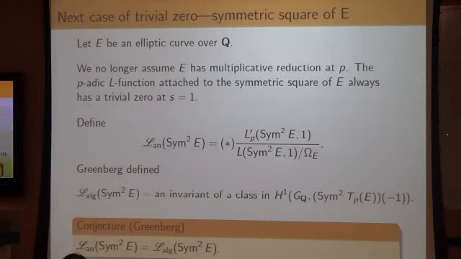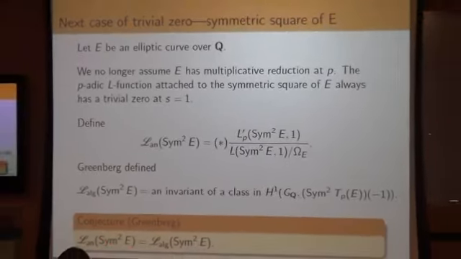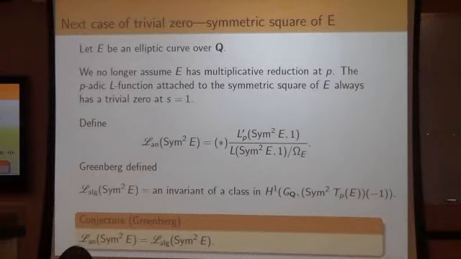And then similarly, on the algebraic side, there's an invariant of a cohomology class. Again, the local cohomology, if you impose the right conditions, is two-dimensional, and your global class spans a line, and the slope of that line is the algebraic L-invariant. And Greenberg conjectured that these two are equal. Okay, so this is the very next case. There are basically no other known cases of the trivial zero conjecture other than the ones that I've described in my talk today. And so the very next case is this case, and that's what I want to discuss on Friday. Okay, thanks very much.